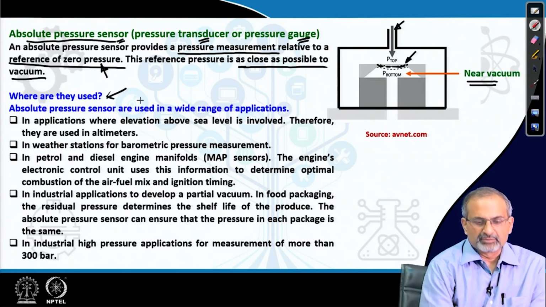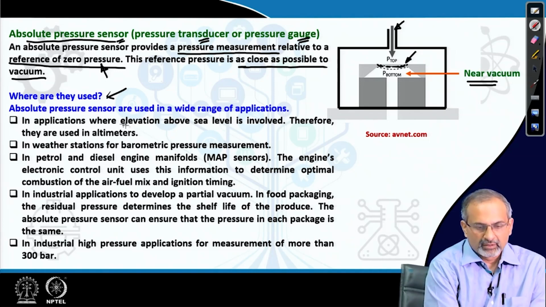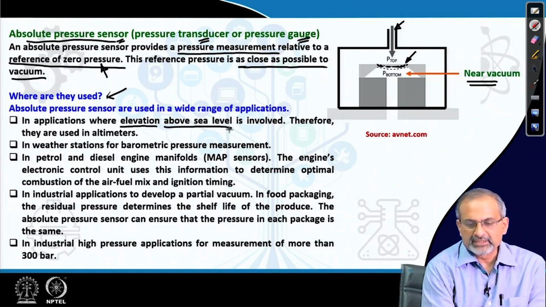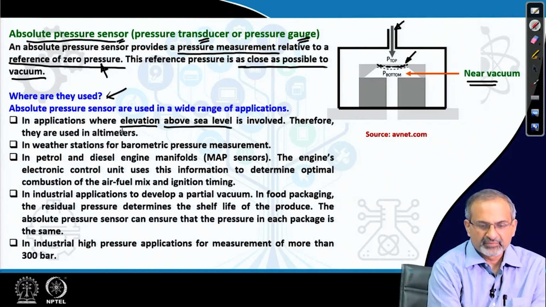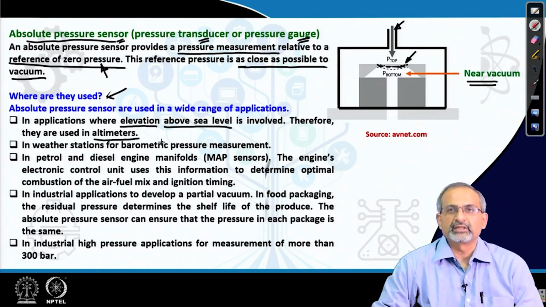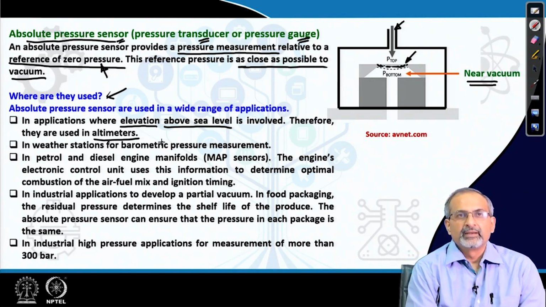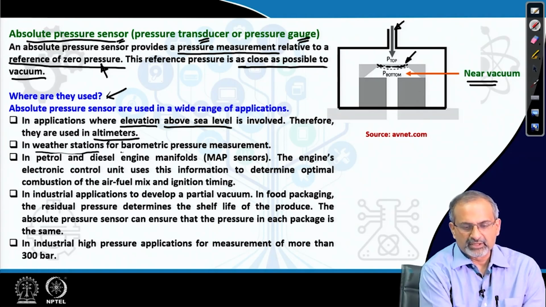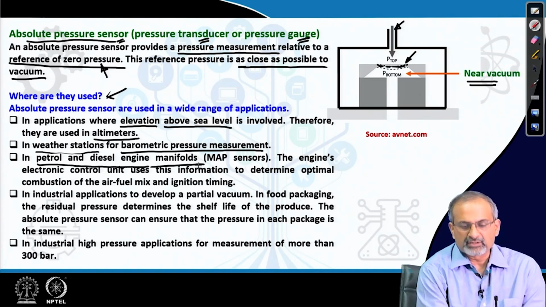Where are these sensors used? There are a wide range of applications, starting from aerospace to other applications. Wherever you are talking about elevation above sea level, the preferred choice would be an absolute pressure sensor. Therefore, in altimeters, where you can figure out the altitude of say an aircraft, you use absolute pressure sensors. In weather stations, they are used for measuring barometric pressure. In petrol and diesel engine manifolds, they are used as MAP sensors.